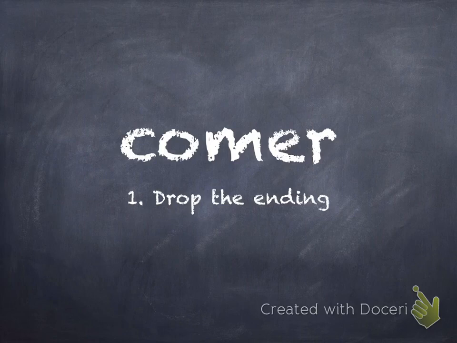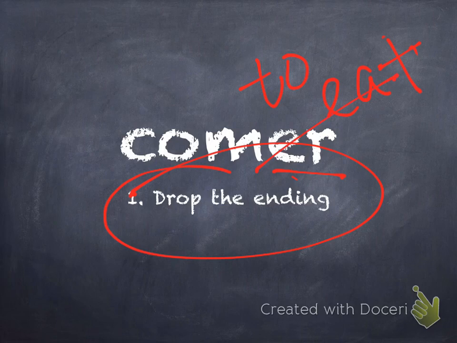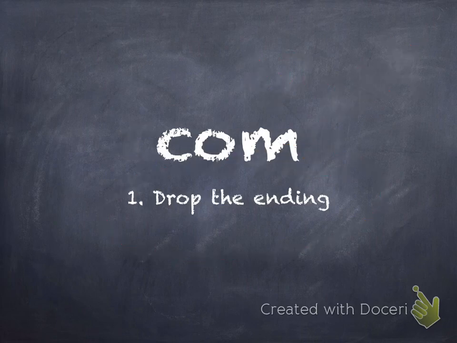All right, let's start with an example. Comer, you're going to be using it a lot. It means to eat. Remember, it ends in ER, which means it's in the infinitive. Infinitive is to do something, right? So this one means to eat. Okay, so step number 1, drop the ending. Your ending is ER, so we get rid of that. So now we're left with COM.